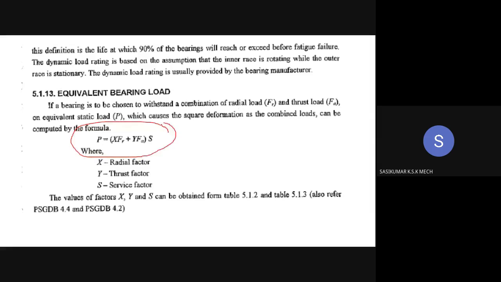Okay, so X is the radial factor, Y is the thrust factor, and S is the service factor. If you have only radial load, then Y will be 0. If you have only axial load, then X will be 0. So this factor will relate the load and its magnitude. Okay, so from page number 4.4 and 4.2, this relation and the factors can be obtained.